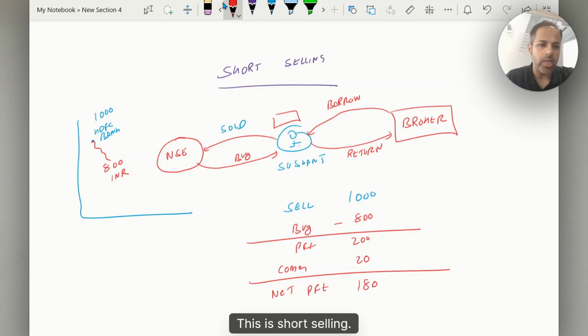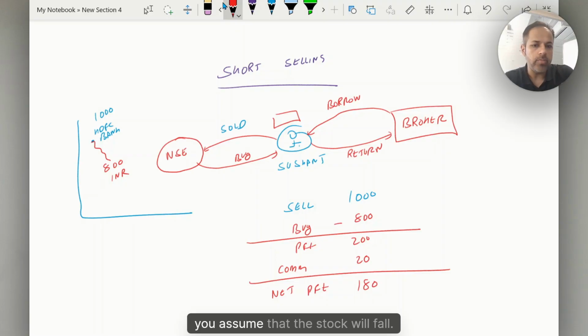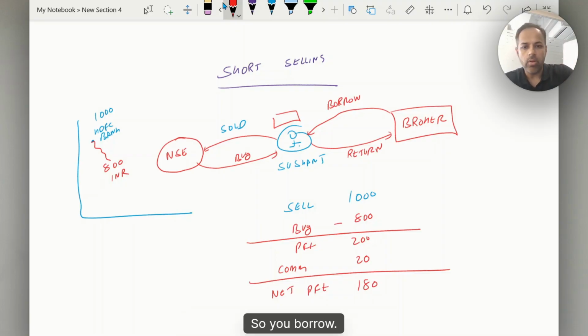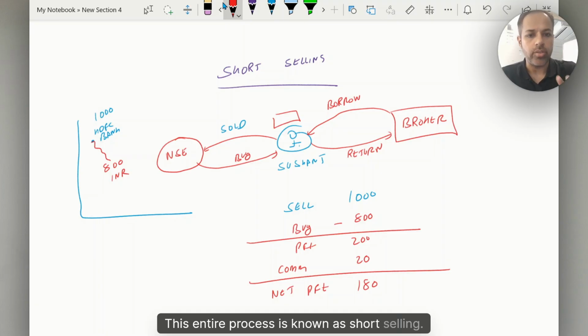This is short selling. When you are very bearish on the stock, you assume that the stock will fall. So you borrow it and sell it in the market. When the price decreases, you buy that stock and give it back to the broker. This entire process is known as short selling.